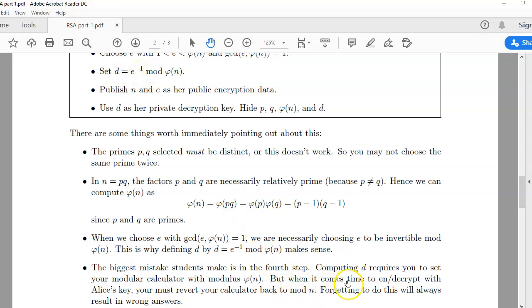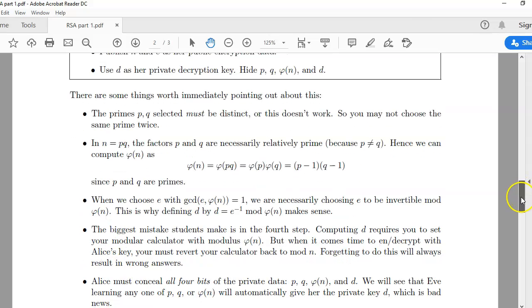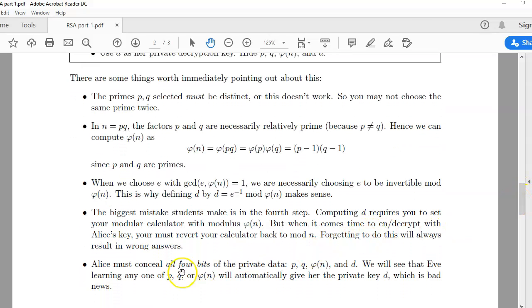But when it comes time for you to encrypt or decrypt with Alice's key, remember all of Alice's math happens mod n. So you've got to change the modulus on your calculator back to n when it comes time to encrypt and decrypt. If you forget to do that, you're always going to get the wrong answer. And finally, it is Alice's job to conceal and hide all 4 bits of the private data: the P, the Q, the phi of n, and of course she has to hide D.